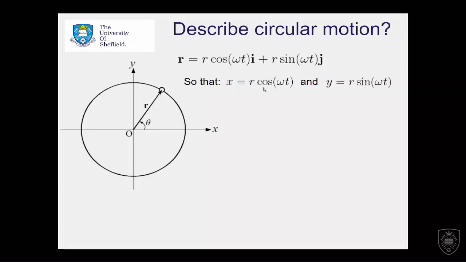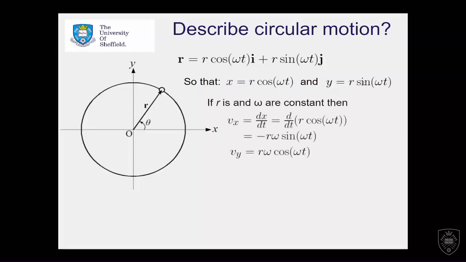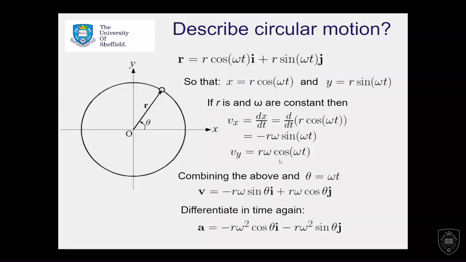So in other words, x equals r cosine omega t and y equals r sine omega t. If r and omega are constant, then from the last lecture, which was rectangular coordinates, we had that the velocity, vx, the rate of change of x in time, is just dx/dt. We can differentiate this, and we get this number here, and the same for y. I've already done the same steps for y. So this is assuming that r and omega are constant.